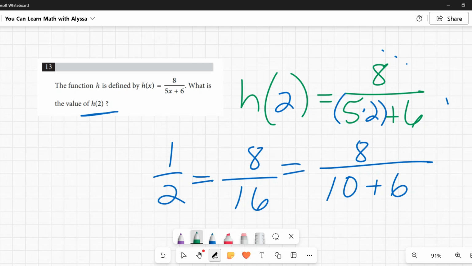So you can enter this into your answer key. This is a student-produced response, so you can enter it as 1/2 or as the decimal 0.5, and that is your answer.